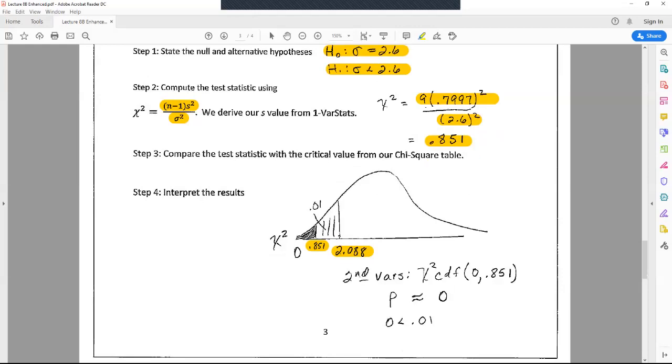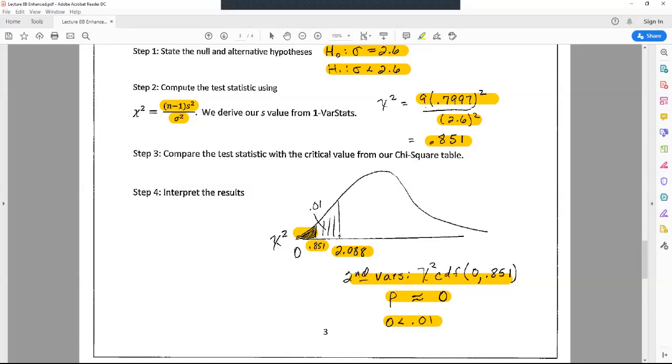We can also calculate the p-value for this darkened area here by doing chi-square CDF. We'll start at 0 and go to 0.851. And if we run it, we will see that the p-value for that darkened region is pretty much 0, which is less than 0.01, our alpha level. So the p-value is less than the alpha level.